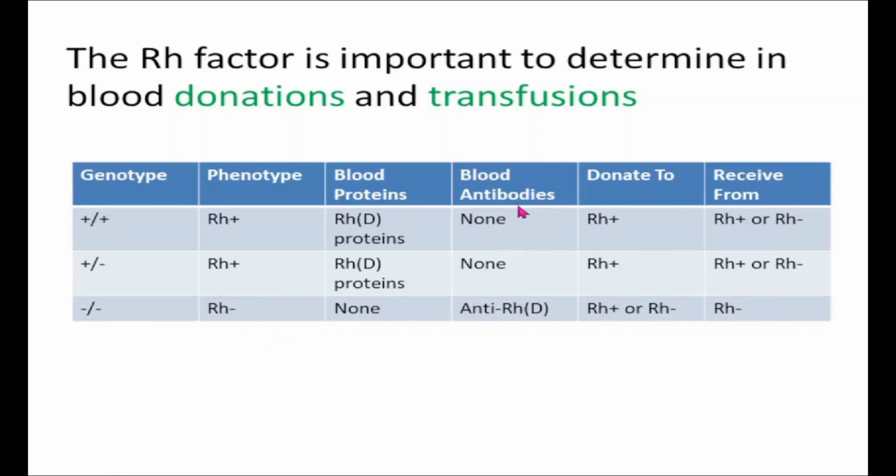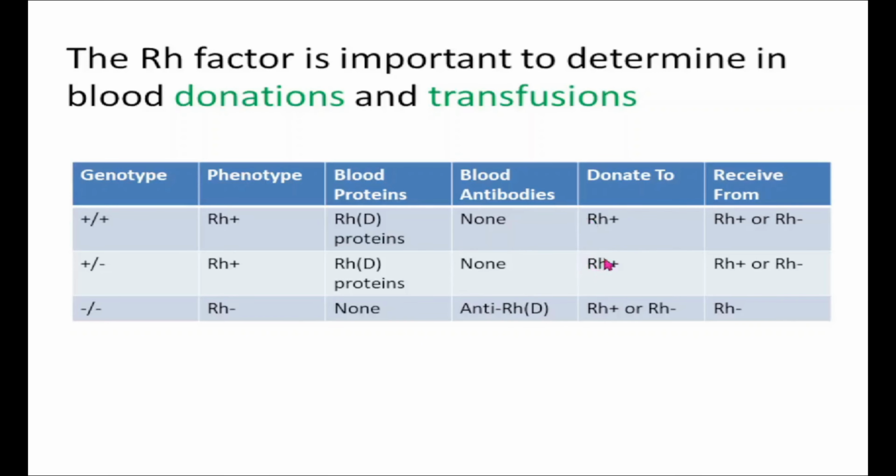Blood antibodies: in this case there is no antibody production because the protein is there, therefore there is no foreign material for that one. Then in this case, this RHD protein is foreign for the RH minus, therefore there will be anti-RHD production or antibody production.